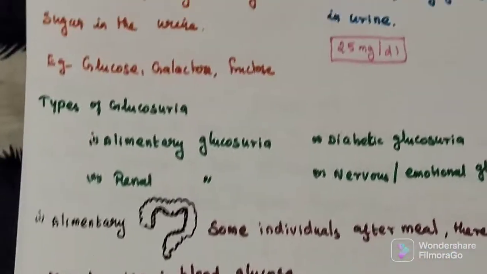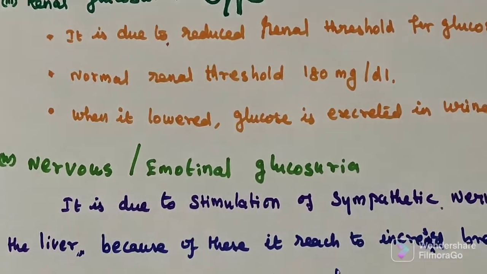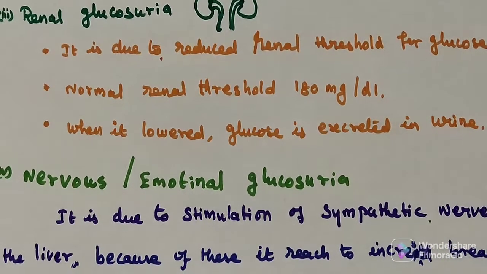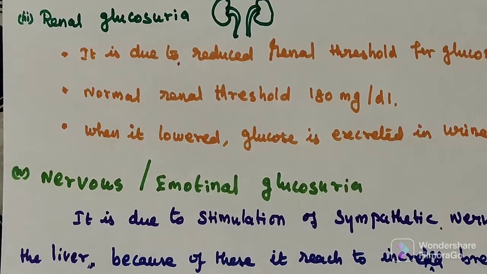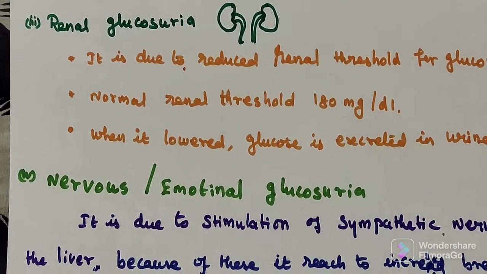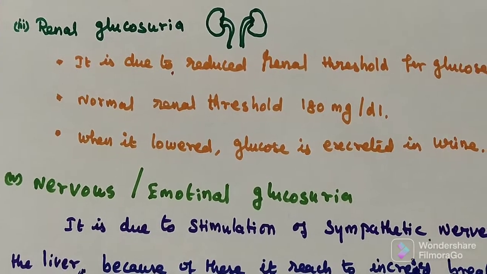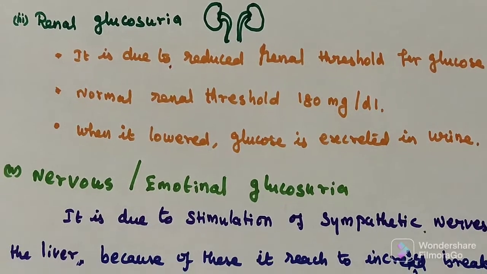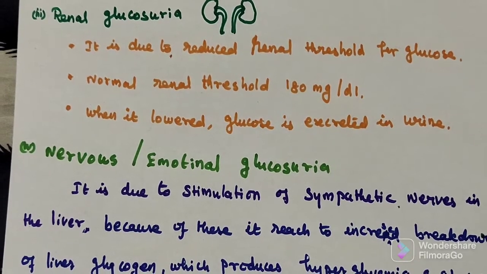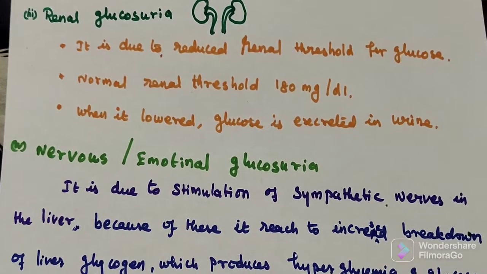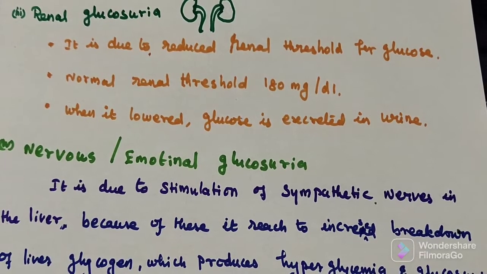The third one is renal glucosuria. It is due to a reduced renal threshold for glucose. The normal renal threshold for glucose is 180 mg per deciliter. When the renal threshold is lowered, glucose is excreted in urine.